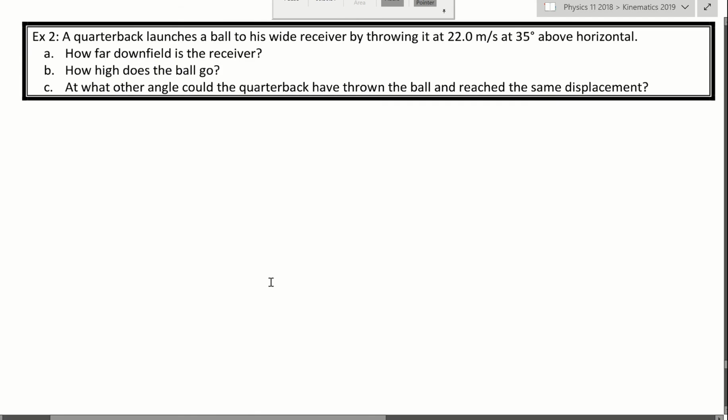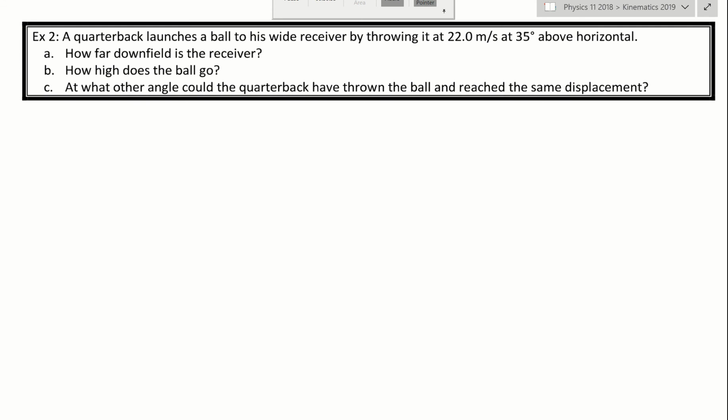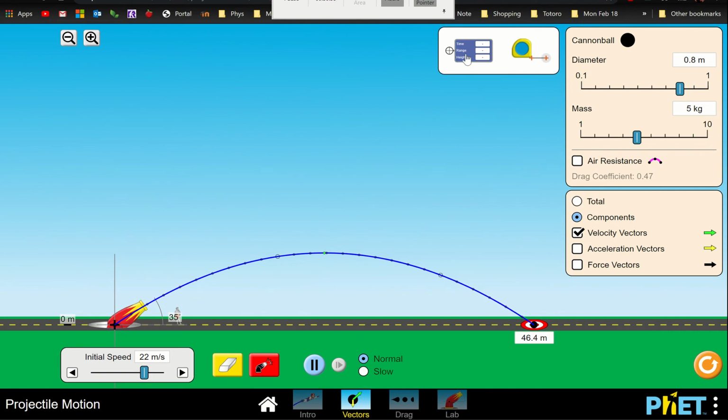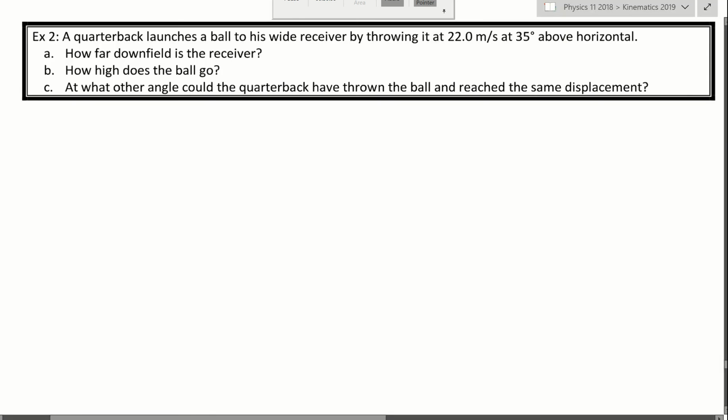Okay, so how far downfield is the receiver? How high does the ball go? Which is this height right here. So I can actually take this right here. The height is about 8 meters, right? 8.1 meters at the maximum. Good. And then what was the question asking? What other angle could the quarterback throw the ball to reach the same displacement?